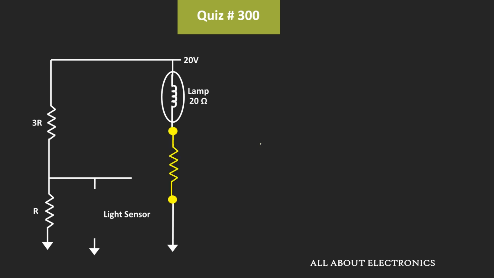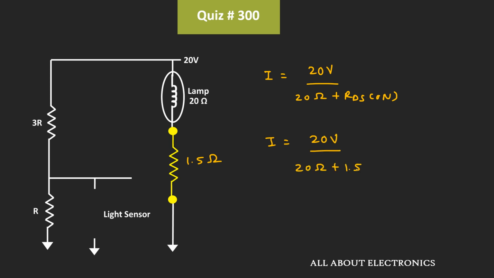So in this condition, the current through the lamp, that is I, is equal to 20 volt divided by 20 ohm plus RDS on. And this RDS on is equal to 1.5 ohm. That means the current through the lamp is equal to 20 volt divided by 20 ohm plus 1.5 ohm. That is equal to 0.93 ampere.